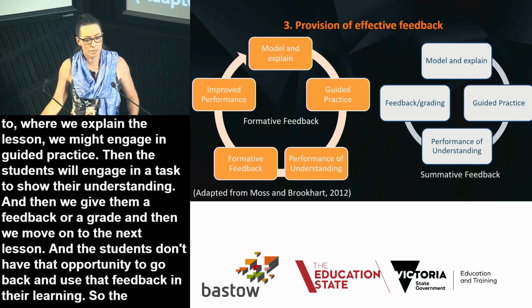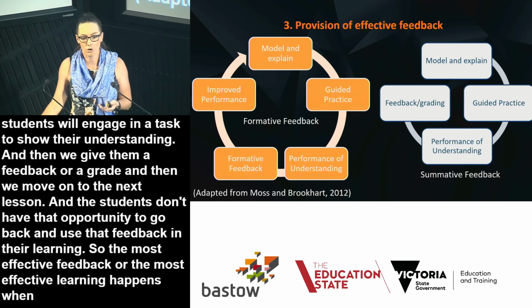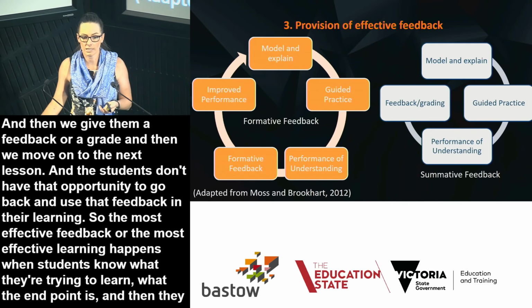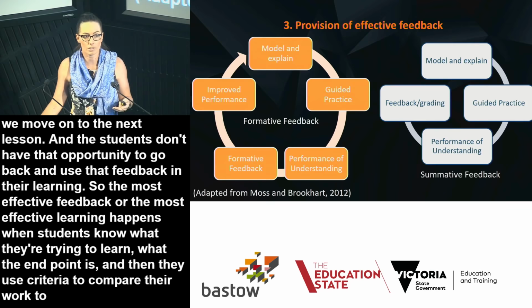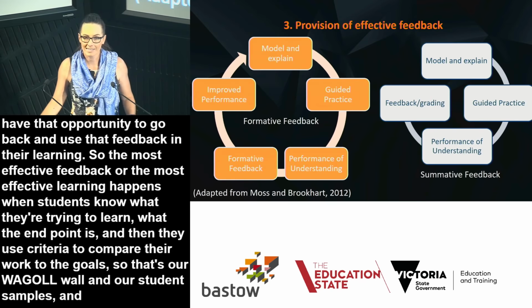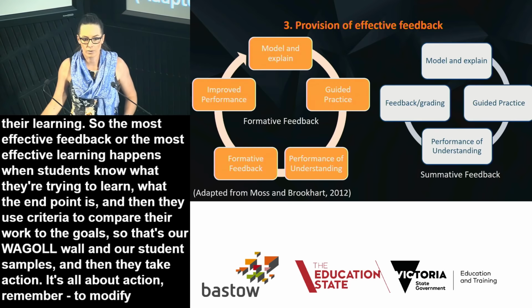So the most effective feedback, or the most effective learning, happens when students know what they're trying to learn, what the end point is, and then they use criteria to compare their work to the goal. So that's our waggle wall and our success, our student samples. And then they take action. It's all about action, remember, to modify and improve their work.